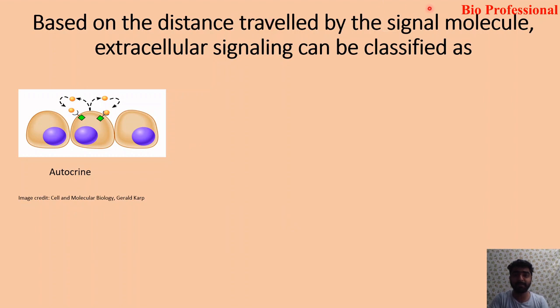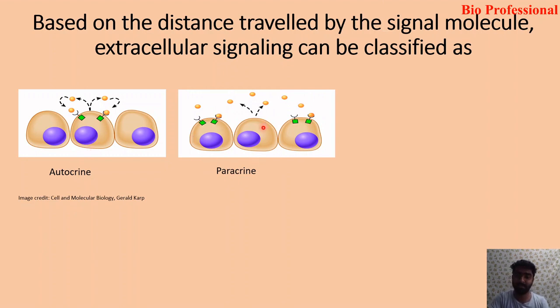Based on the distance traveled by the signal molecule, we classify extracellular signaling. Suppose there is one cell type and this cell synthesizes a signaling molecule. When this cell releases the signaling molecule, and the receptor for that signaling molecule is present on the same cell, we call it autocrine signaling. This cell synthesizes a signaling molecule, and it binds to the same cell because it carries the receptor for it. After that there will be downstream signaling.